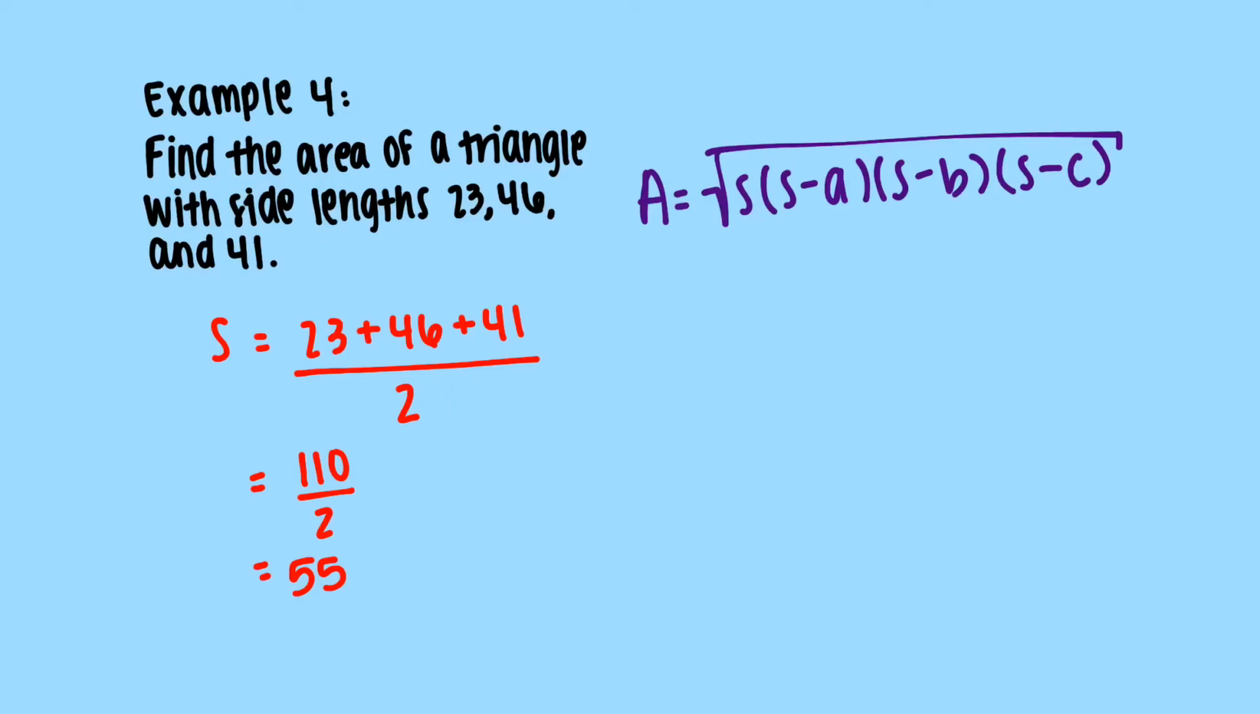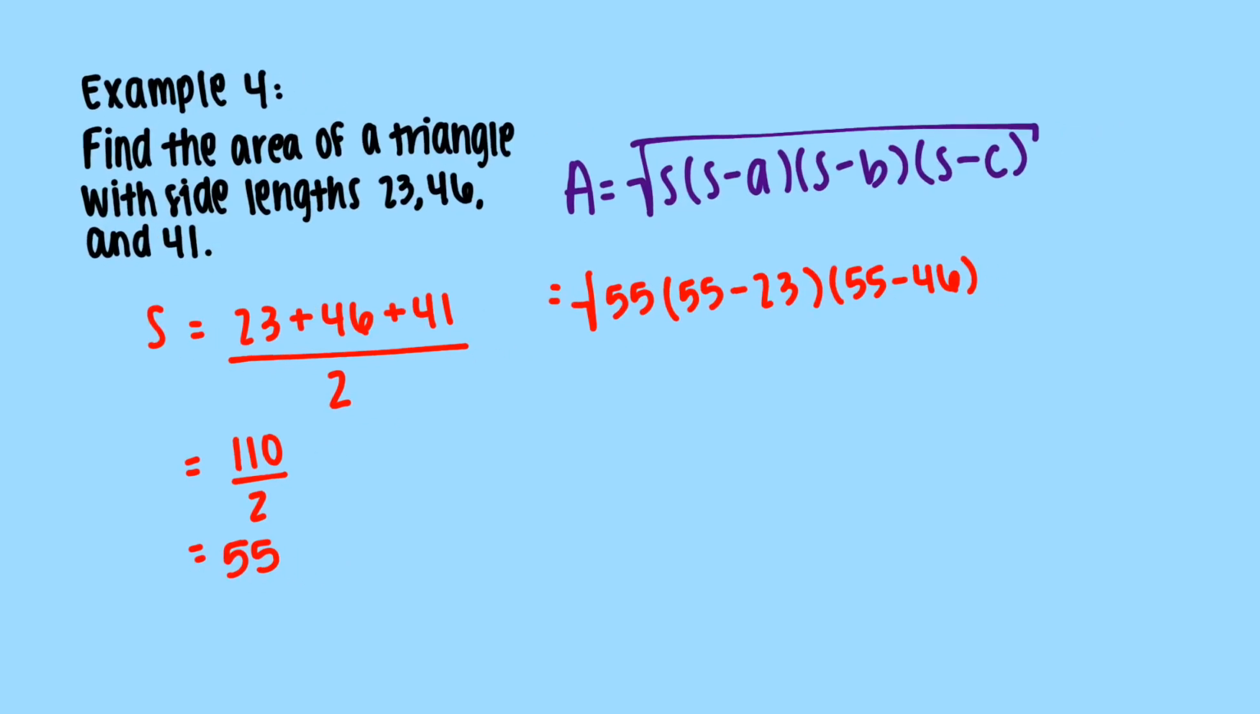So to find the actual formula, I use that second one I gave you. I gave you the first step. This is the second step. So every place there is an s, we're going to put 55. So I have 55 times, and now a, b, and c are just your sides. So I have 55 minus 23 times 55 minus 46 times 55 minus 41. And that's all underneath the square root sign.